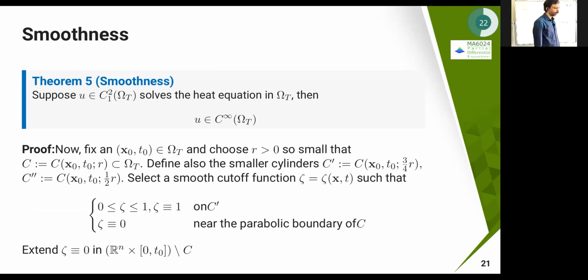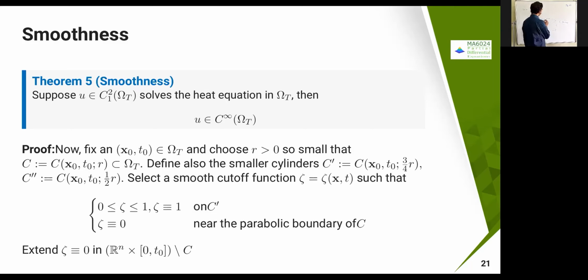So this is the one which we are going to use in this theorem. That's why I have defined it. We are going to say that if u belongs to C^{2,1} of omega t, then u belongs to C infinity of omega t. Suppose you pick some x naught comma t naught in omega t, and then choose some r greater than 0 such that your circular cylinder is completely contained in omega t. Suppose this is my circular cylinder, this is C.